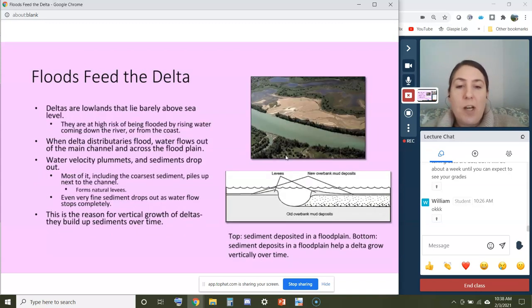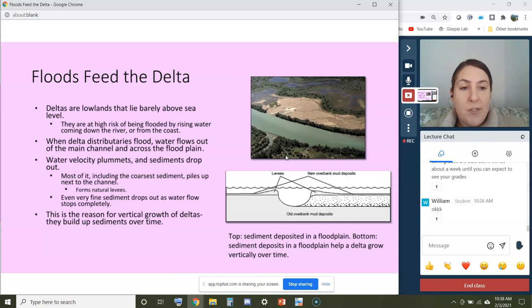This next case, when we're talking about how sediment is deposited in river systems, has to do with floodplains. So deltas, as a rule, are lowlands that lie barely above sea level. They're where rivers meet essentially sea level. So they're at or slightly above sea level. And that means they're at high risk of being flooded by rising water coming down the river or rising water coming from the coast. So deltas and flooding really go hand in hand.